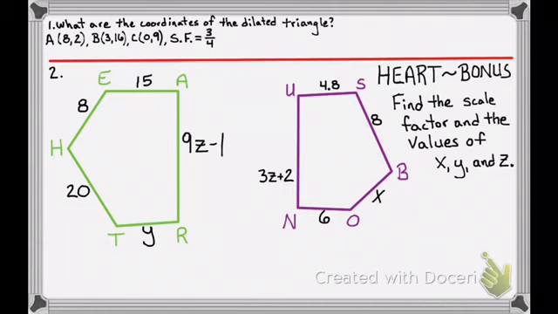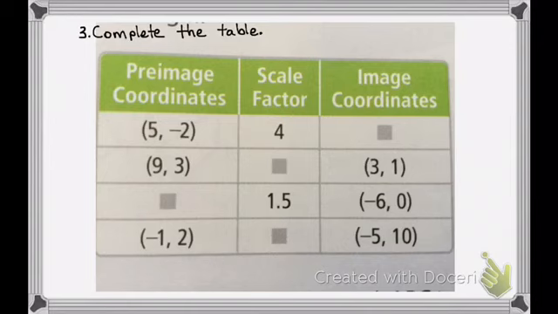All right, problem number 3. Complete the table. You have the pre-image coordinates, you have the scale factor, and then you have the image coordinates. You're given 2 of the 3. You need to find the missing 1 based on the scale factor in either the pre-image or the image coordinates. So complete that table by filling in the appropriate information. Again, I'm going to leave this up there for about 10 seconds, and then I will get you to the answers.